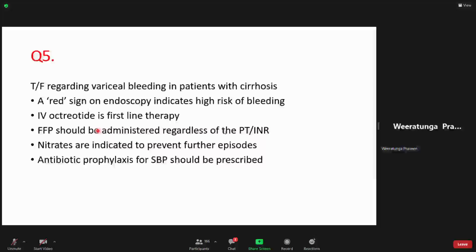There is new evidence that terlipressin is slightly better than octreotide, right? So it all depends on availability of drugs. Terlipressin is more expensive, and terlipressin is contraindicated if they have ischemic heart disease, right?